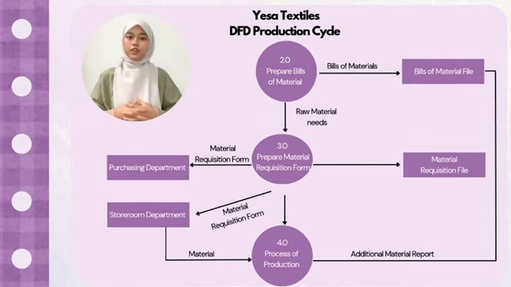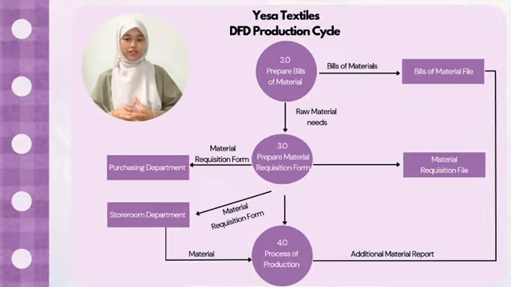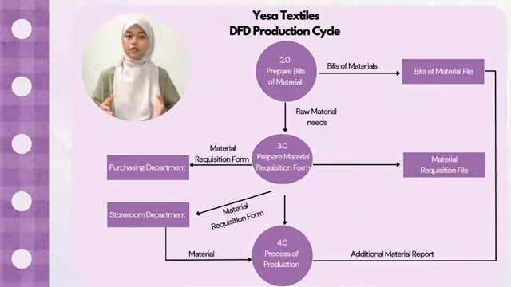Next, I will present about process 3.0, which is prepare material requisition form. This process receives the raw material needs from the earlier process 2.0, which is prepare bills of material, which had already calculated the raw materials required based on the bills of material stored in the bills of material file. Once process 3.0 receives this input, it generates the material requisition form, and this form is distributed to two external entities. First, it is sent to the purchasing department so that they are aware of what materials are required and can arrange procurement if there is a shortage.